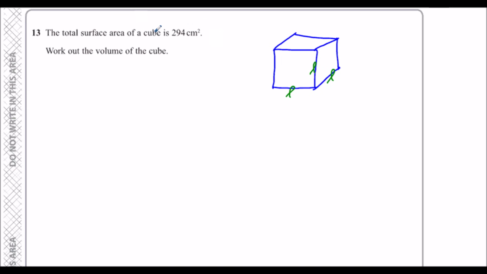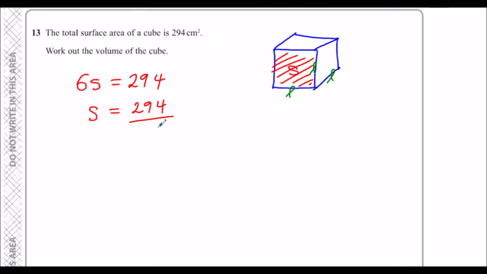The total surface area of the cube is 294. So that's the area of all the surfaces added up is 294. So here's one surface, and there are 6 of them. If you think front and back, top and bottom, and 2 sides. There are 6 surfaces. So I'll write 6 times the area of one surface equals 294. So the area of one surface must be 294 divided by 6.